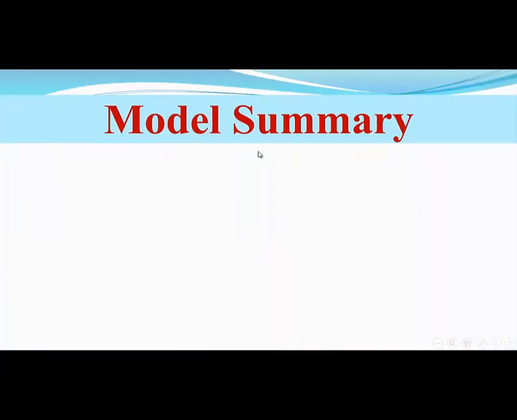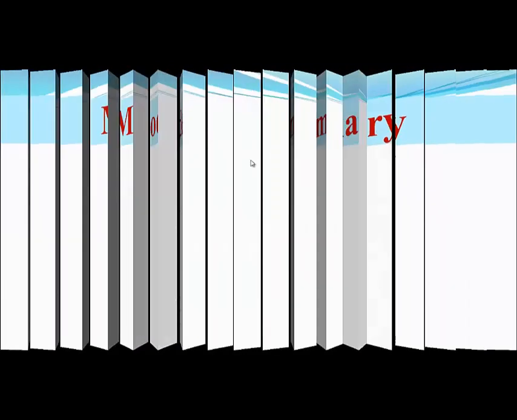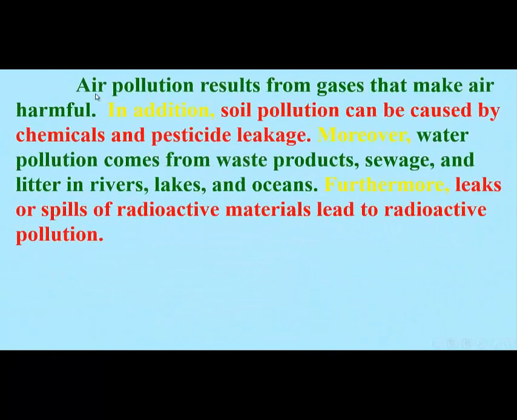Now, this is the model answer and the model summary. Look here. Air pollution results from gases that make air harmful. In addition, soil pollution can be caused by chemicals and pesticides leakage. Moreover, water pollution comes from waste products, sewage, and litter in rivers, lakes, and oceans. Furthermore, leaks or spills of radioactive materials lead to radioactive pollution.